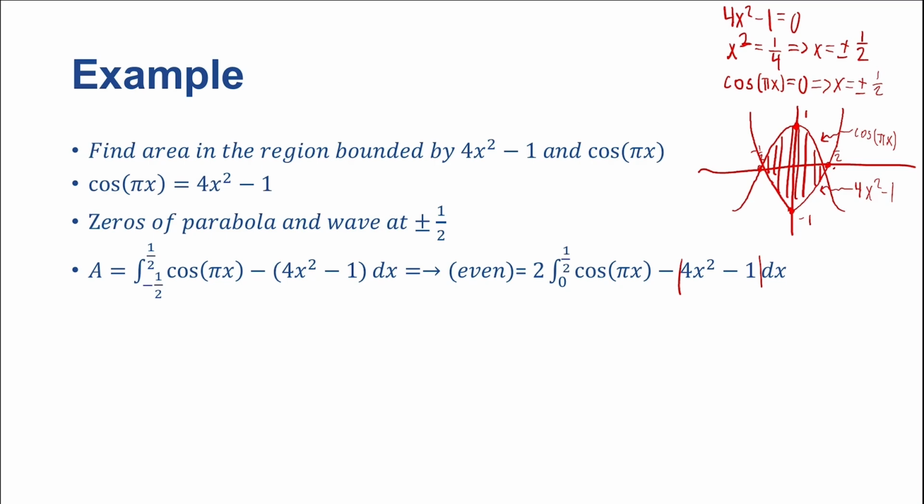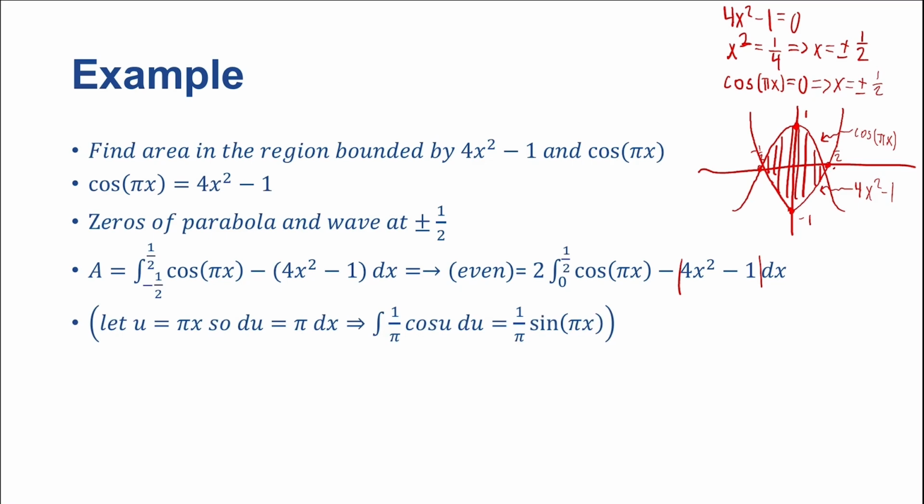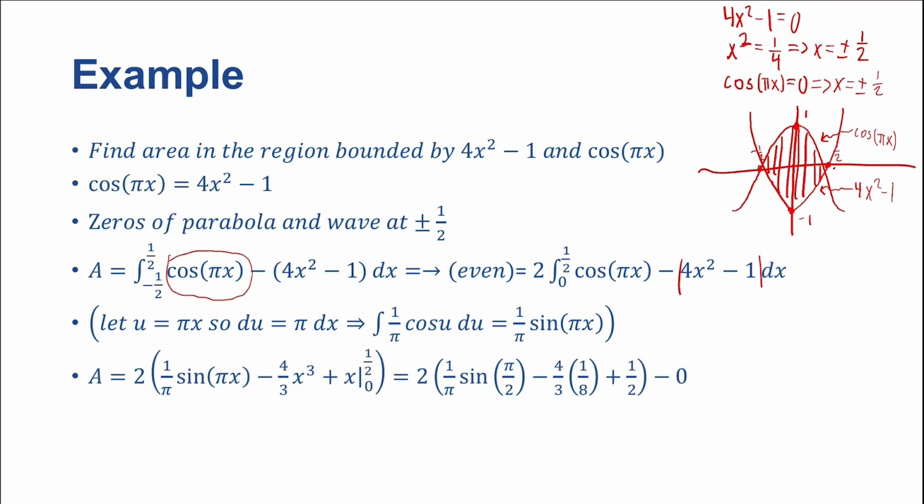So now we are going to perform a substitution. We're going to let u equal pi x, and du is going to be equal to pi dx. This is just for this portion of the integral, the cosine of pi x, because that is a chain rule integral. So that means that we are taking the integral of 1 over pi times the cosine of u du, and that is equal to 1 over pi times the sine of pi x. All right, so now that integral is under control, and we just have that polynomial integral to do later. And of course, that is elementary. So our area is going to be equal to 2 times, 1 over pi times the sine of pi x minus 4/3 x cubed plus x, evaluated between 0 and 1/2.